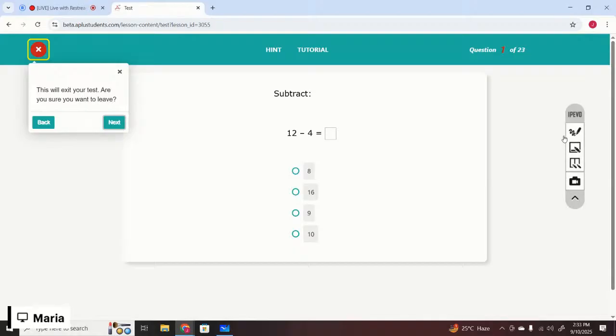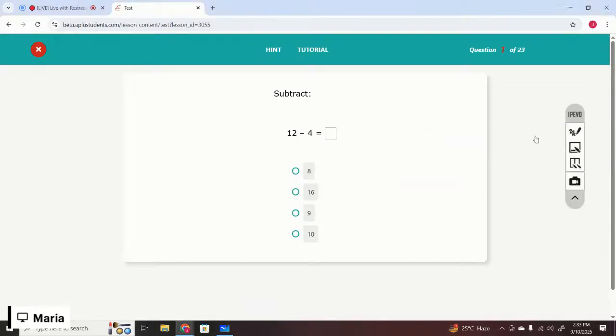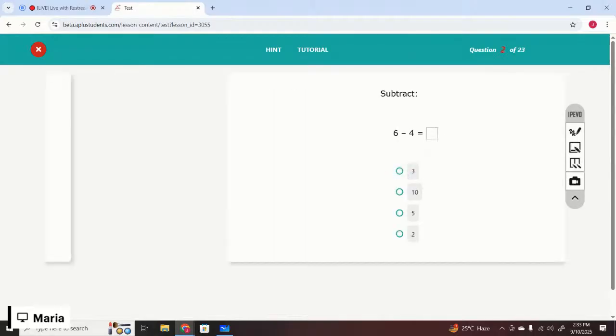Twelve take away 4. Start with 12 and count back 4. So that is 12, 11, 10, 9, 8. So start with 12 and count back 4 digits. So you end up on 8. 12 take away 4 is 8. Option number 1 is the correct option.